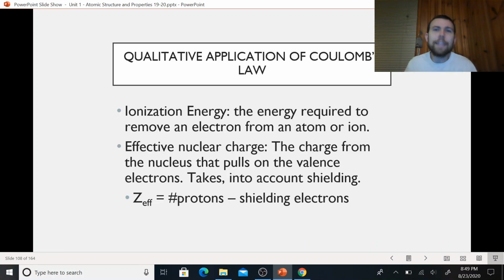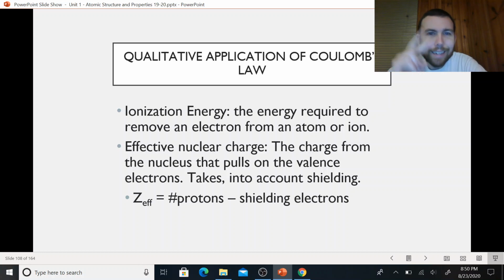Now, some qualitative applications of Coulomb's law. Getting into those periodic trends, the first thing here is ionization energy. If you recall, ionization energy is the energy required to remove an electron from an atom or an ion. Obviously, as you begin to remove more and more electrons, it becomes increasingly more difficult to remove those electrons. Well, Coulomb's law gives us an understanding of why those energies are the way they are and how that's playing out.